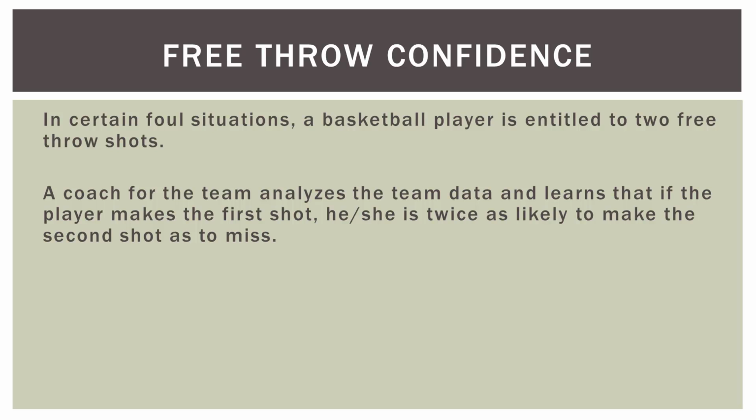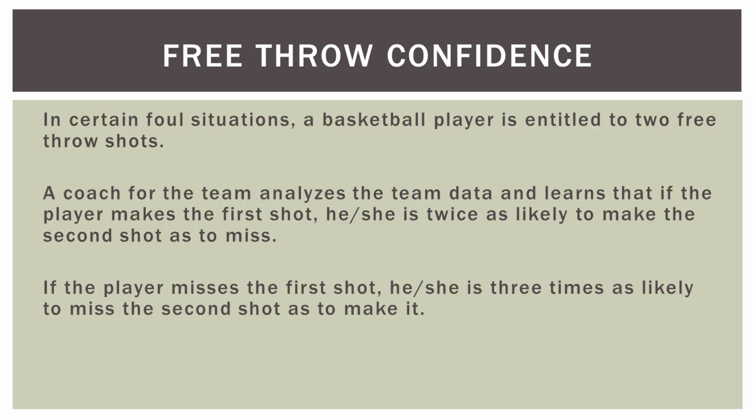Okay, so let's think about that. If the player shoots the ball and makes the first foul shot, they are twice as likely to make the second one as they are to miss it. Now notice there are no numerical probabilities in here. There are relative probabilities. So we're going to have to figure out the numbers here in a minute.